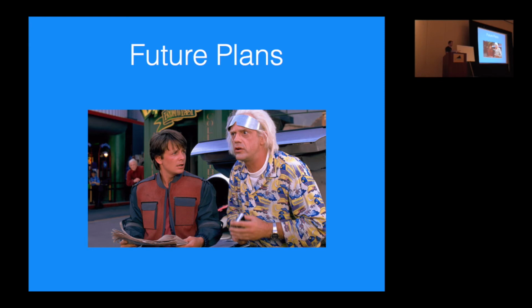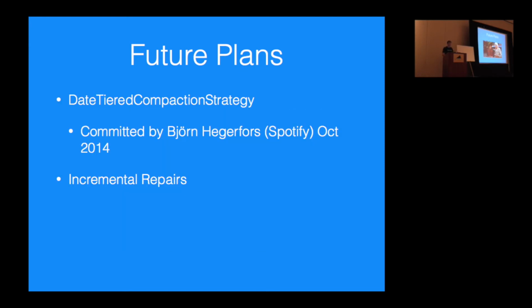Okay, so that's where we are right now. What are we going to be doing in the future? First off, in the near term, date tiered compaction. So we were running on 2.0.9 for quite a while, which does not have this, and actually this week I'm in the process of upgrading to 2.0.13 so that we can try this.